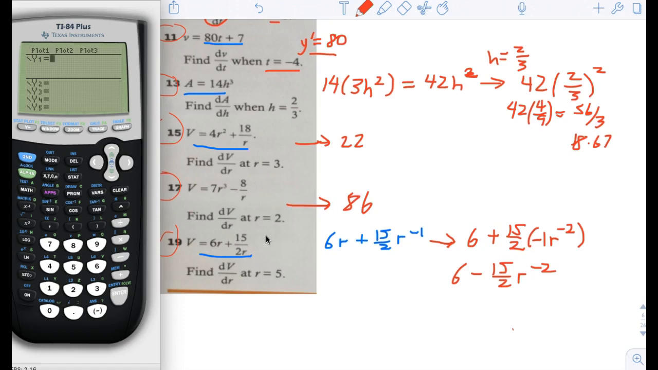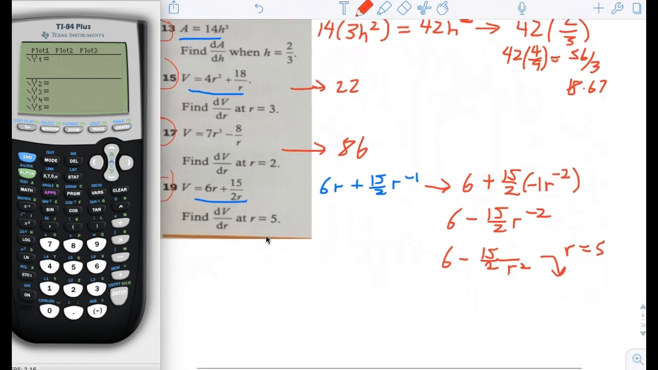the derivative value. So remember, now I can switch it back to r in the denominator if I want to. So I'll put 6 minus 15 halves divided by r squared. Now I'm going to put in r equals 5. And see what we get. So we're going to have 6 minus 15 halves over 5 squared. Now let's put that in the calculator and see what we get.